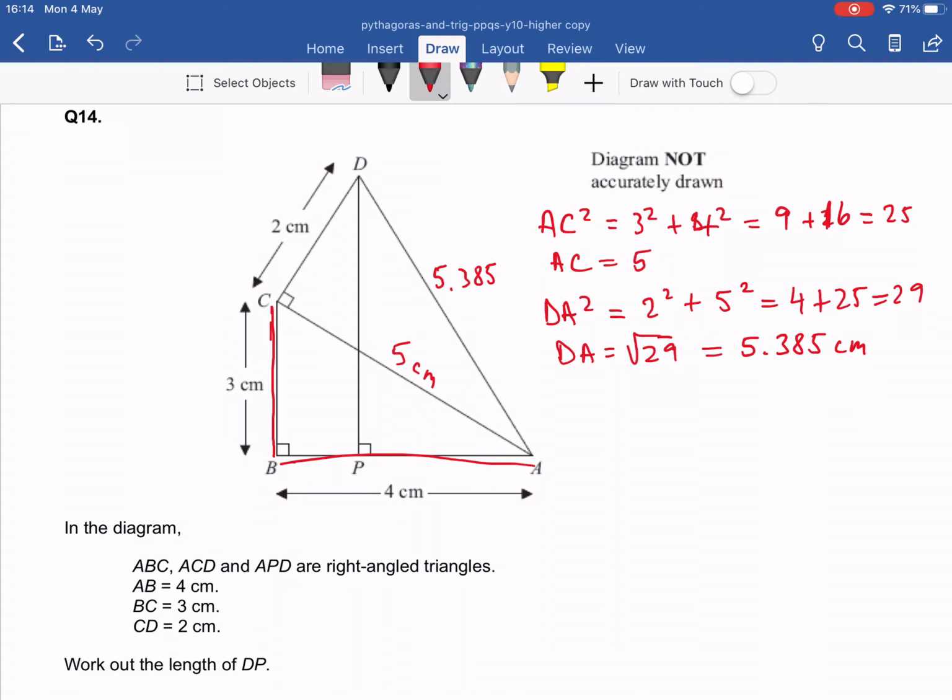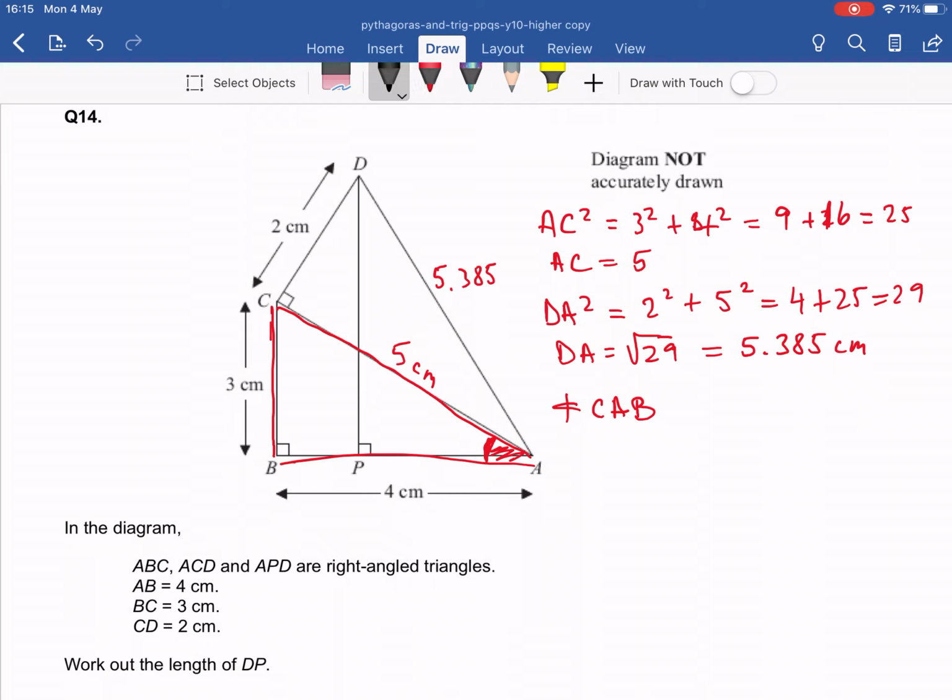So I would like some information in the last triangle, the one we haven't used, so in ADP or APD. And I would like to figure out some angles, right? So I can do a bit of SOHCAHTOA. So I'm going to start again with my small triangles, in ABC, and I want to work out this angle here, angle CAB.